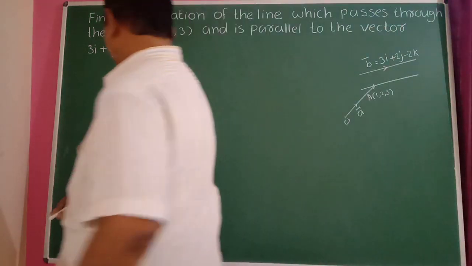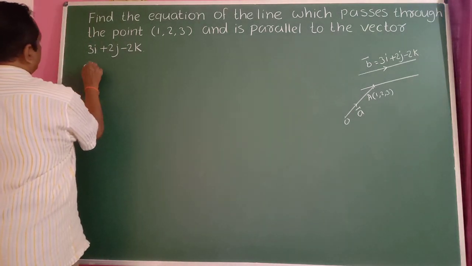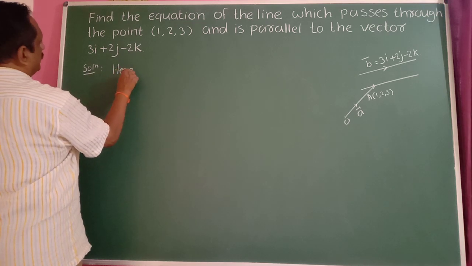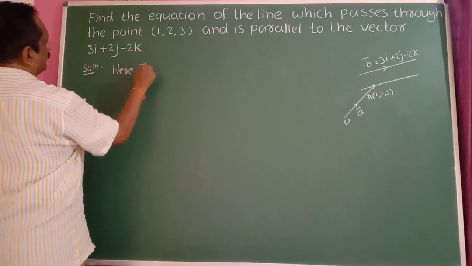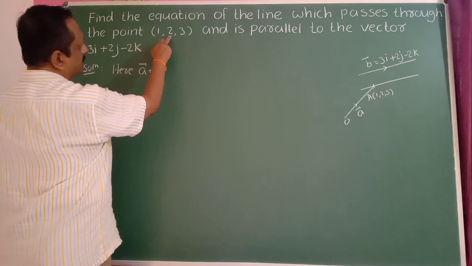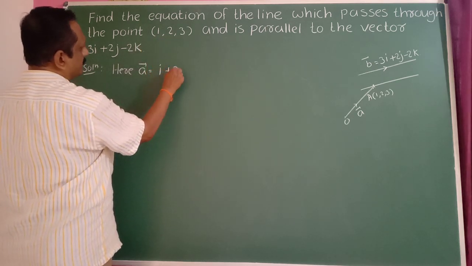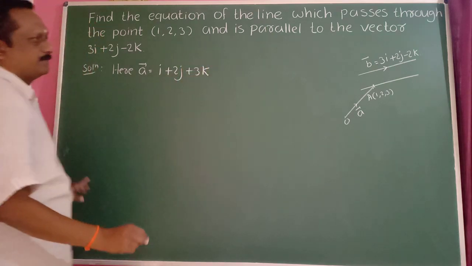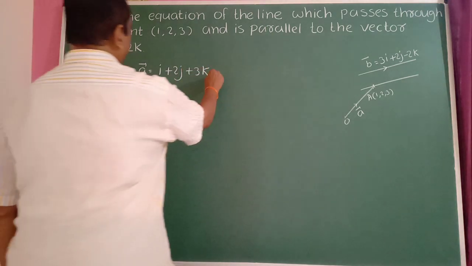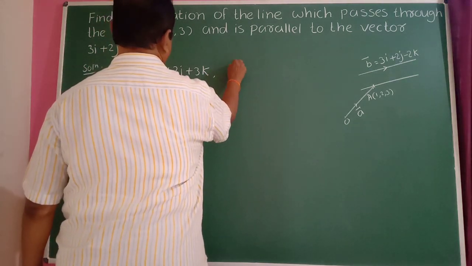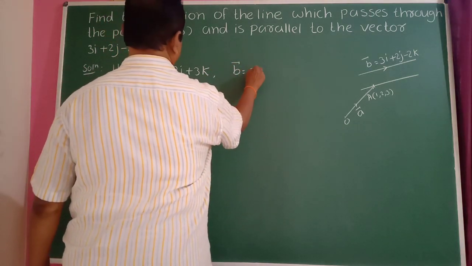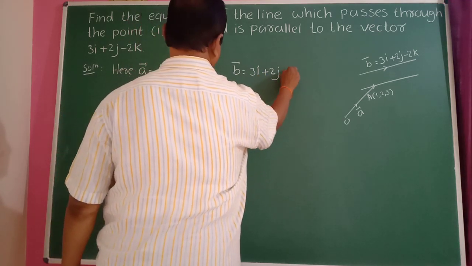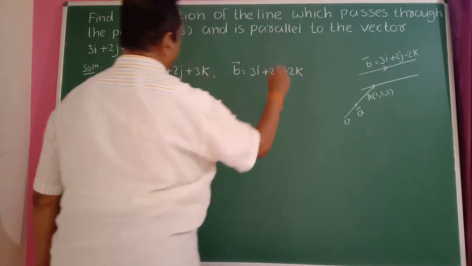Therefore, take the solution here. A bar is equal to i plus 2j plus 3k. This is the position vector of the point A, and the given vector b bar is equal to 3i plus 2j minus 2k.